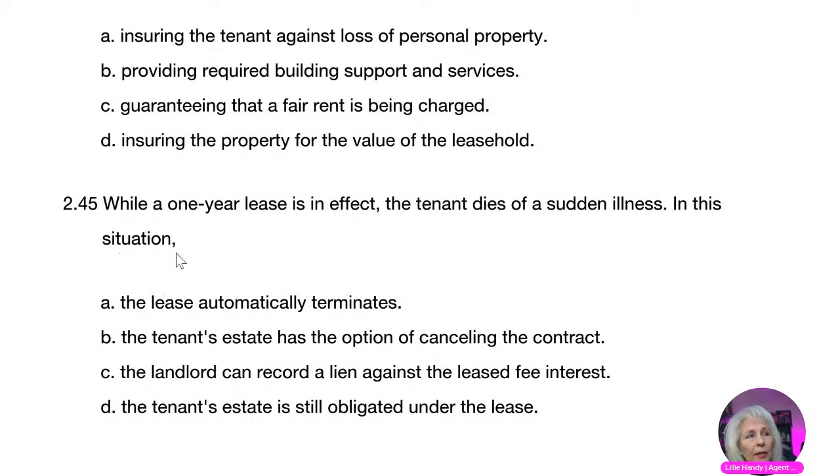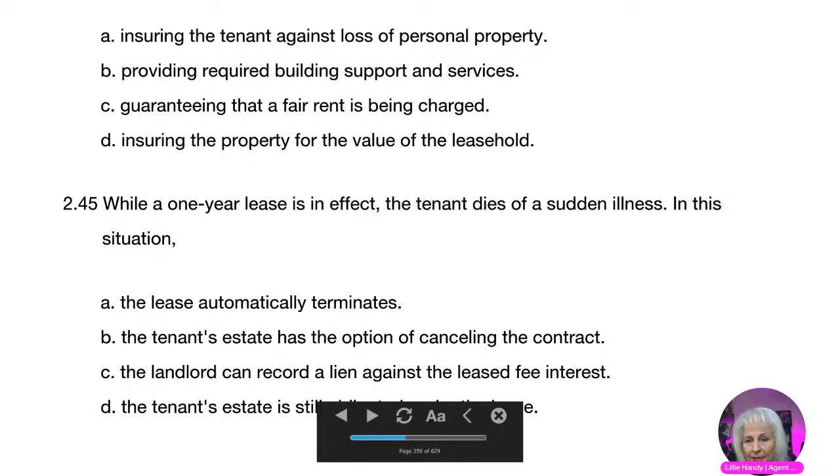45. While a one-year lease is in effect, what kind of a lease? A one-year lease. The tenant dies of a sudden illness in this situation. So what happens? A, the lease automatically terminates. B, the tenant can record a lien against the leased fee interest. Or D, the tenant estate is still obligated under the lease. So what happens when there's a contract for lease for 1 year that someone dies? Is it forgiven, or the family or someone is still committed? What do you think the answer is?